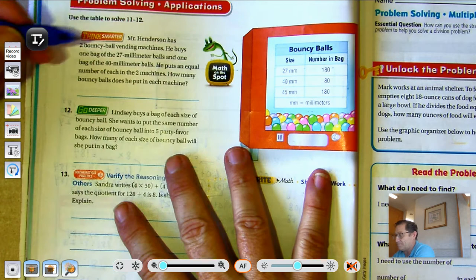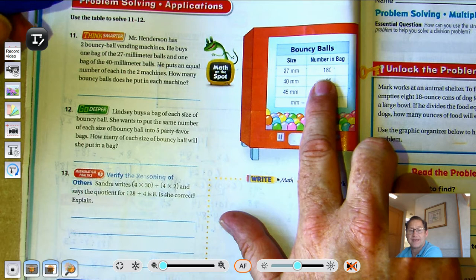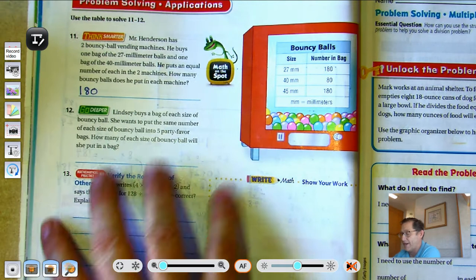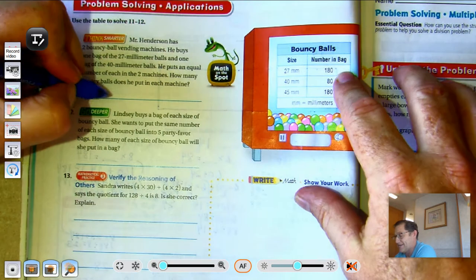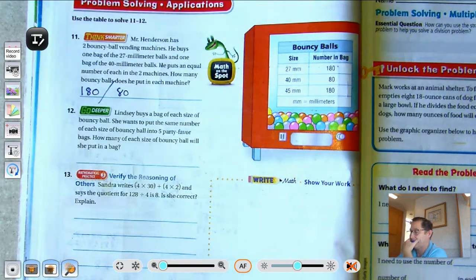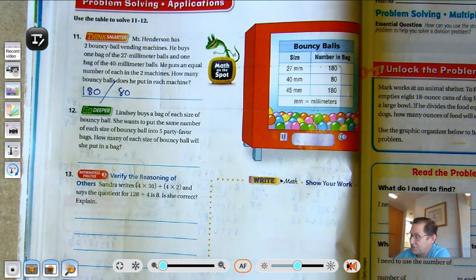Okay, so 27 millimeters has 180 balls per bag, and the 40 millimeter has 80. Okay, so he puts an equal number of each in the 2 machines. How many bouncy balls does he put in each machine?